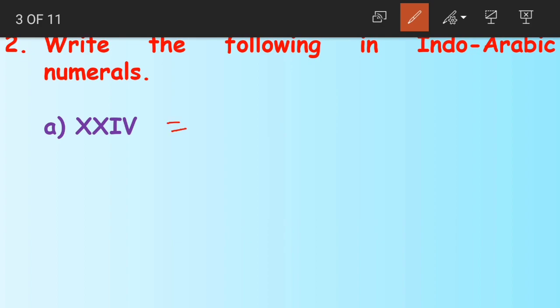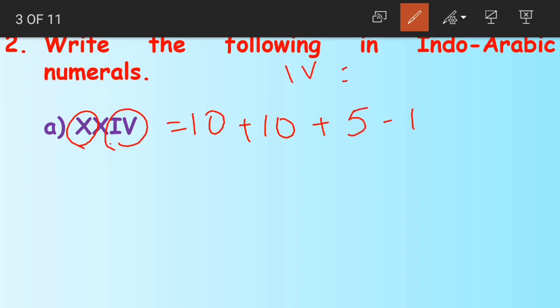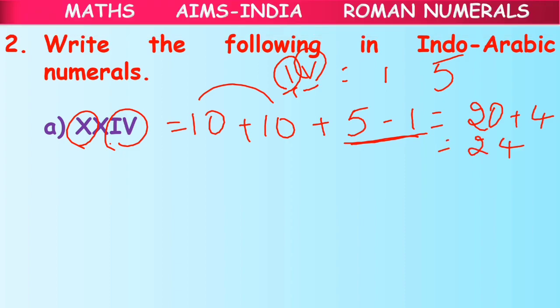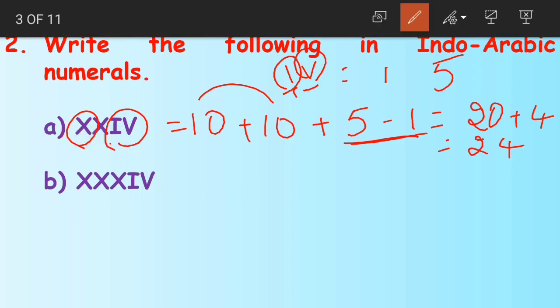Yes children, X is equals to 10, then another X is equals to 10. Then we are having 5 minus 1. When it comes to IV, smaller number is on the left side. Smaller symbol is on the left side of the larger Roman symbol. I is equals to 1 and V is equals to 5. So we are subtracting 5 and 1. What do we get? We get 10 plus 10, 20. And then 5 minus 1 is equals to 4. So the final answer will be 24. Understood children? XX is 20. IV is 4.